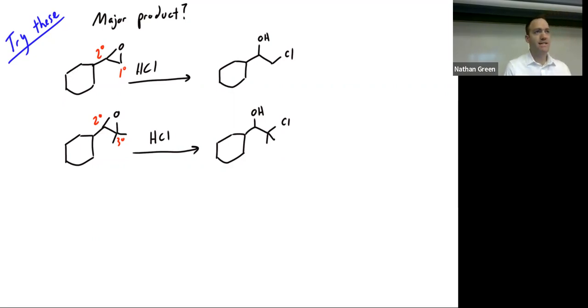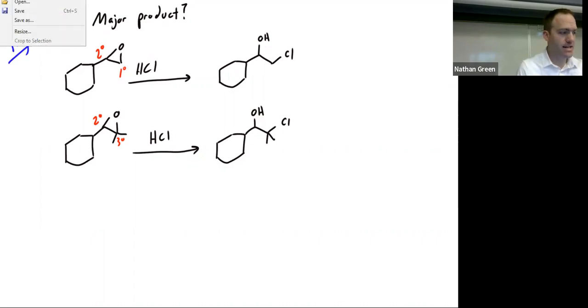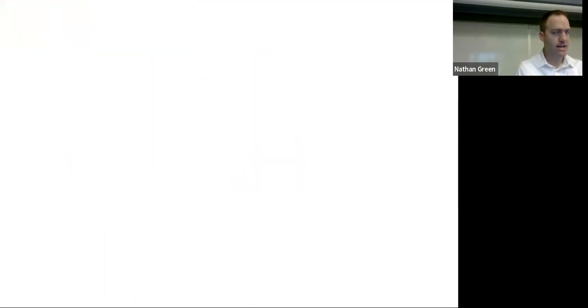All right, so if you see acid catalyzed ring openings, if they're both secondary, as long as there's no electronic differences between them, you should expect 50-50 products. That's for acid catalyzed ring openings. They are complicated. So you hope for base catalyzed ring openings, because guess what? They always follow SN2.